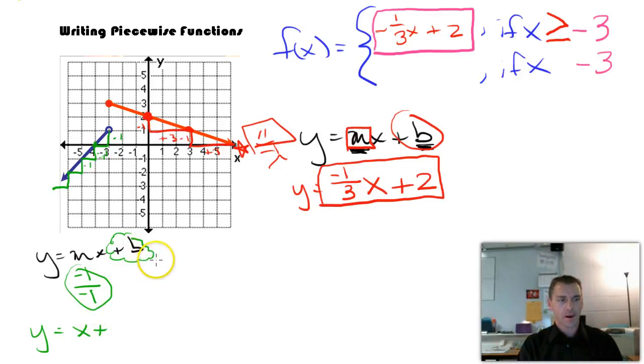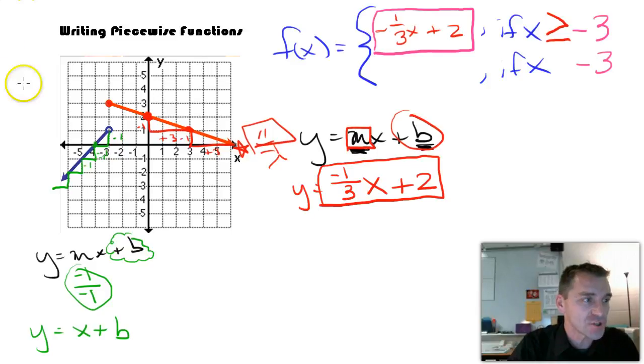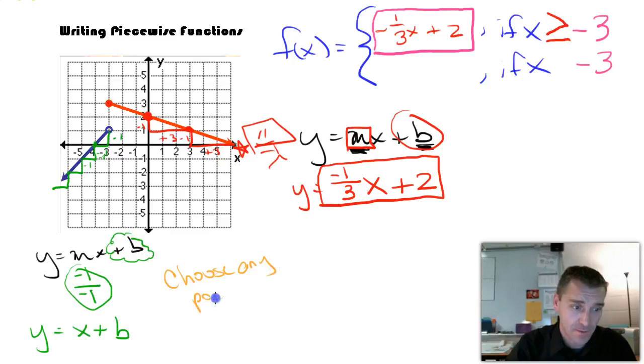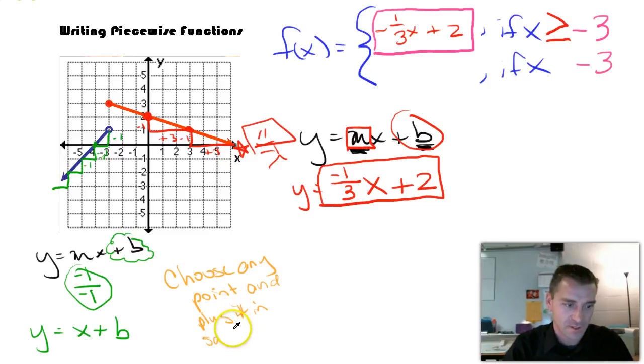Well wait, how in the world would I figure out what the y-intercept is? Oh, I got it. Why don't I just choose any point that this particular blue line goes through, any point whatsoever, plug it in and solve for b. Bam. There you go.